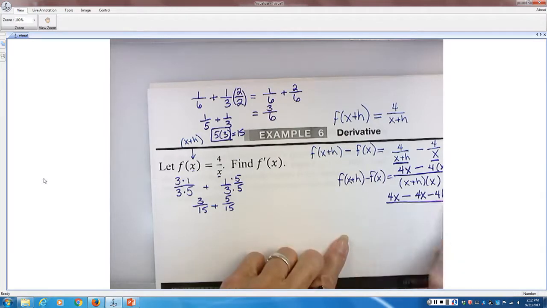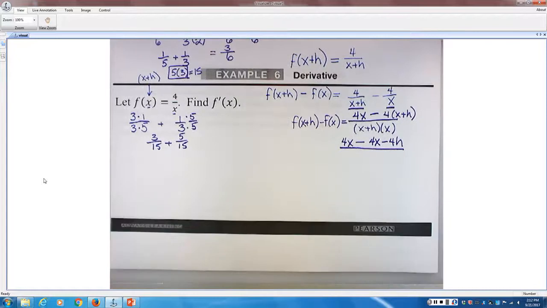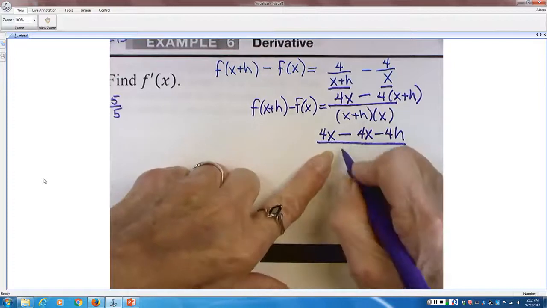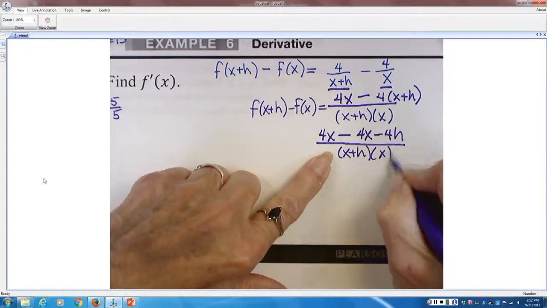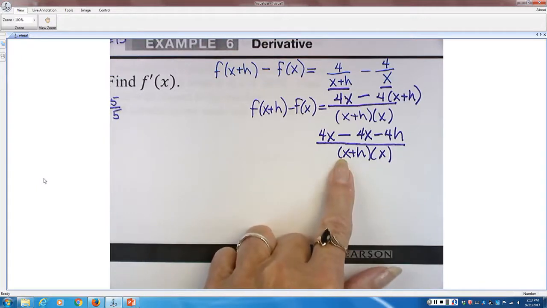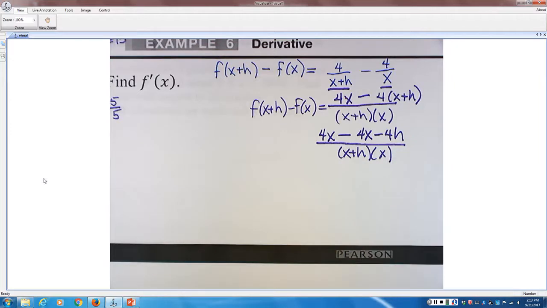You move it over a little bit. Thank you. Get this to where you can see it a little bit better too. Okay.